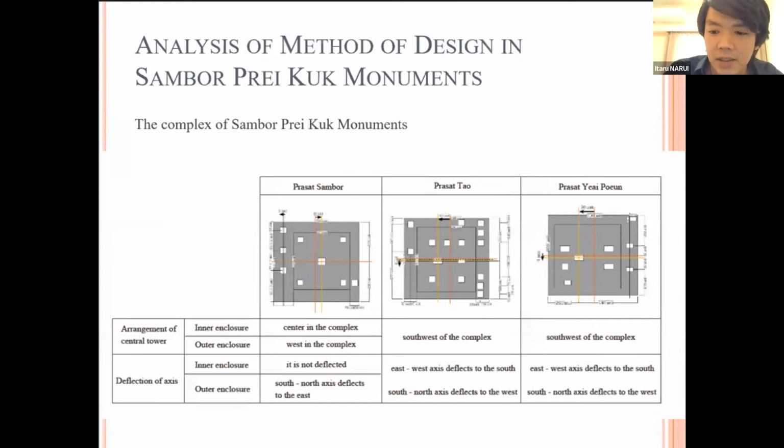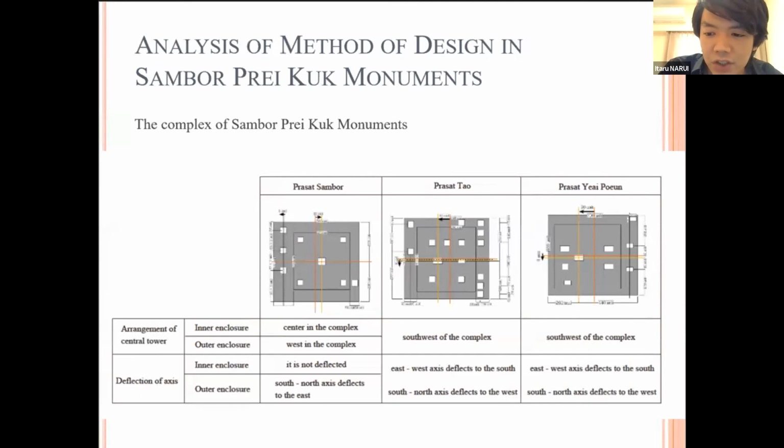In the analysis of the complexes, focusing on the arrangement of the central tower and the deflection of the axis, Prasat Sambor is distinctive among the complexes. In Prasat Sambor, the central tower is situated in the center of the inner enclosure. In addition to that, the central tower is situated in the east of the middle enclosure. The central towers are situated in the southwest of the inner and outer enclosures in Prasat Taon and Prasat Yeay Poan.